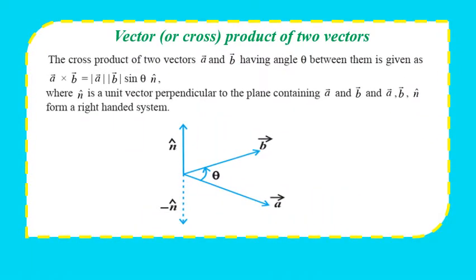So vector product, also called the cross product of two vectors. The cross product of two vectors A and B having angle theta between them is given as vector A cross vector B equals mod A into mod B sine theta n cap, where n cap is the unit vector perpendicular to the plane containing A and B, and vector A, vector B and n cap form a right-handed system.